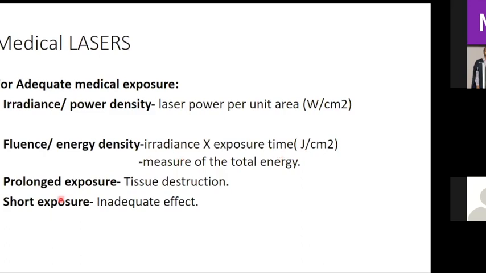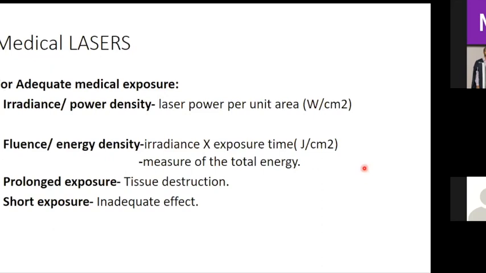Now, we also need to know that with prolonged exposure, there's more tissue destruction. With a very short exposure, there could be an inadequate effect. You might not be able to achieve the desirable effects. So just keep in mind the irradiance, which is also called power density. It's laser power per unit area, and then fluence is irradiance multiplied by the exposure time.